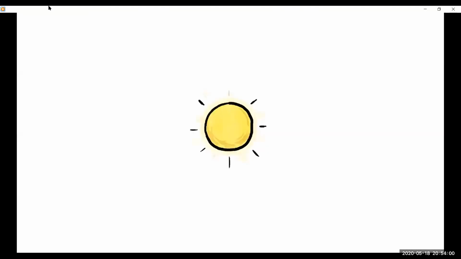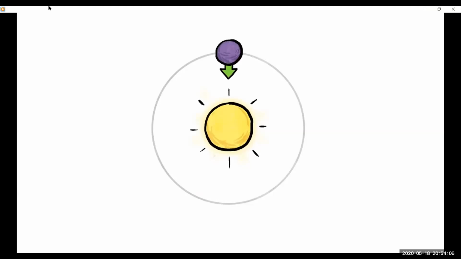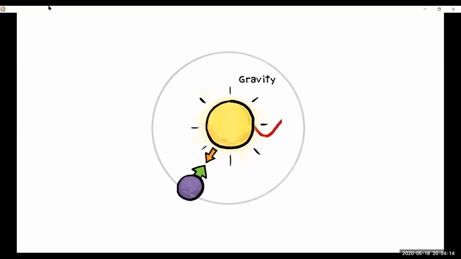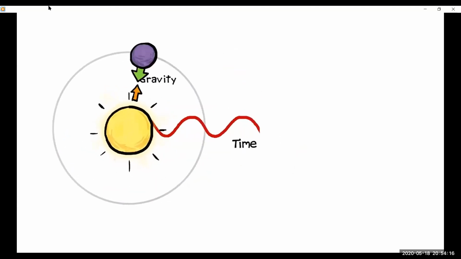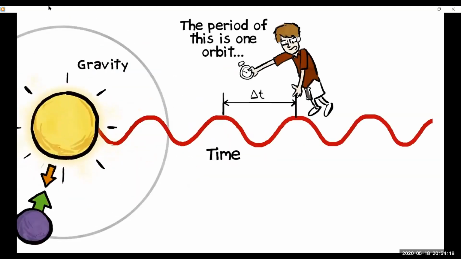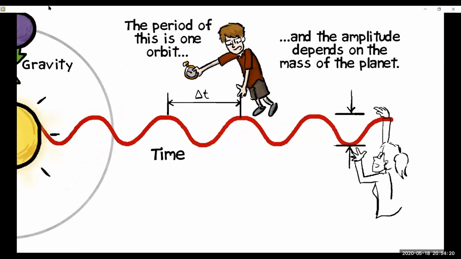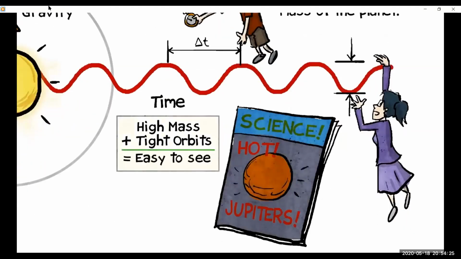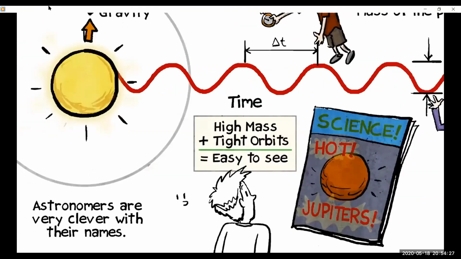You have your sun, and then orbiting around it is a planet. And when the planet is over here, because of gravity, the planet gets tugged inwards, but also it tugs the star ever so slightly inwards. And then when it orbits here, the star gets tugged over here, and same thing. The period of this is 1 orbit, and the amplitude, how big it is, depends on the mass of the planet. Which is why the first thing that we saw was... They're called hot Jupiters. Because astronomers are very clever with their naming.